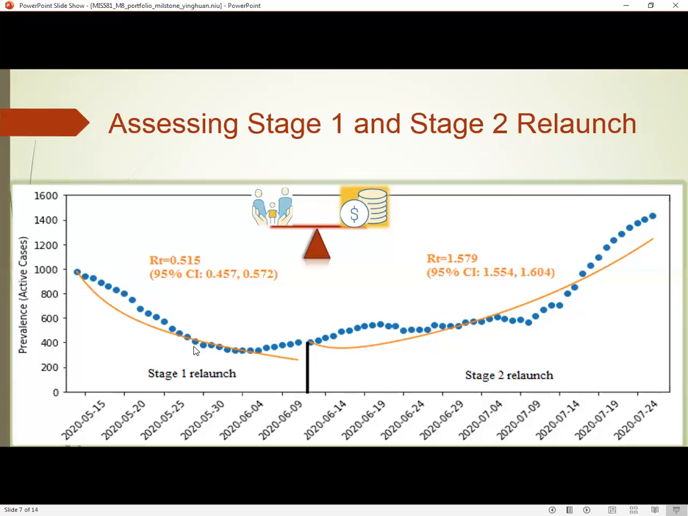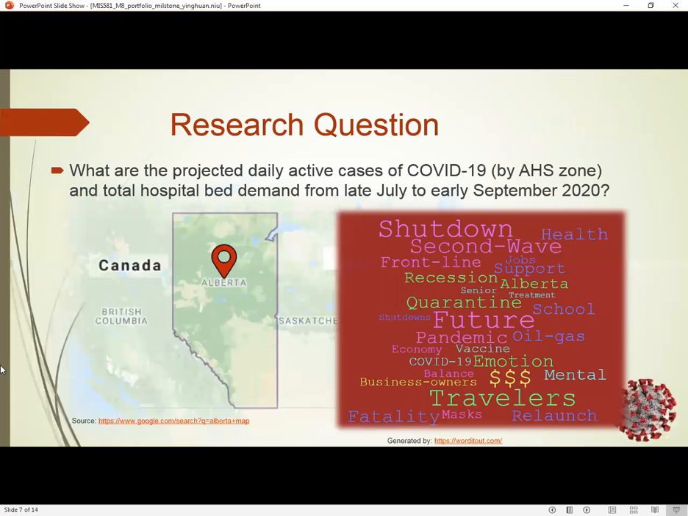Along with the economy relaunch, we're expected to see more cases. But what will the numbers look like a month and a half from now? This brought up our research question: what are the projected daily active cases of COVID-19 by each AHS zone and total hospital bed demand from late July to early September 2020?